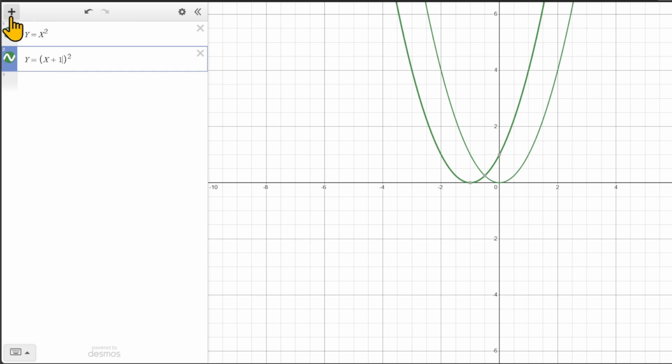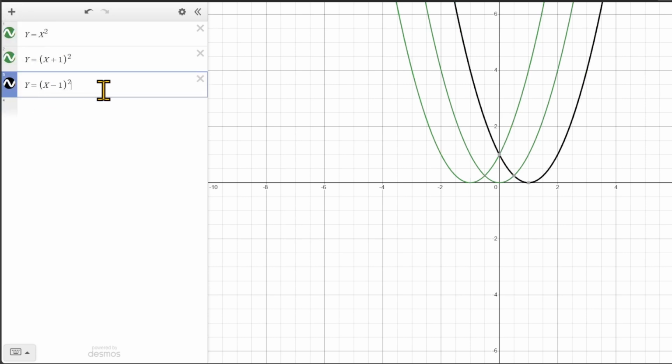And same thing, I'll leave that one there and I'll just put another one in. And this time I'll put -1 and we see that it shifted. The -1 went to the right. So when I add something to x inside the parentheses, it shifts to the left. And if I subtract something in the parentheses, it shifts to the right.